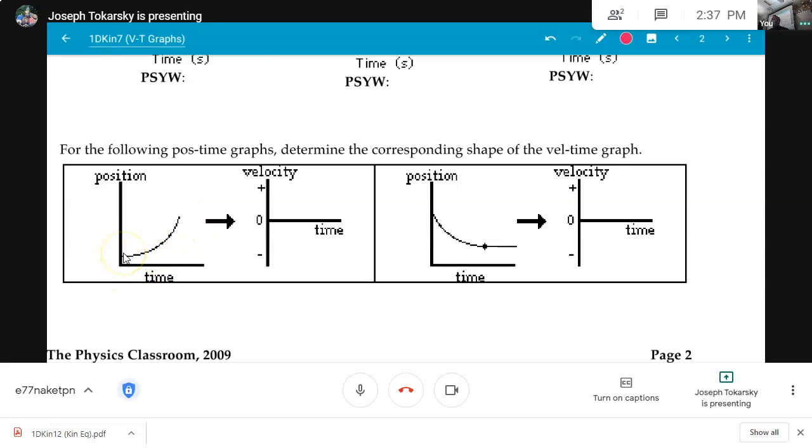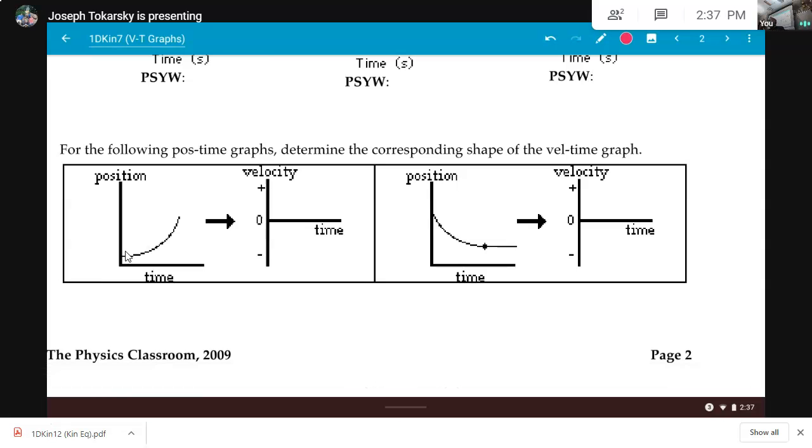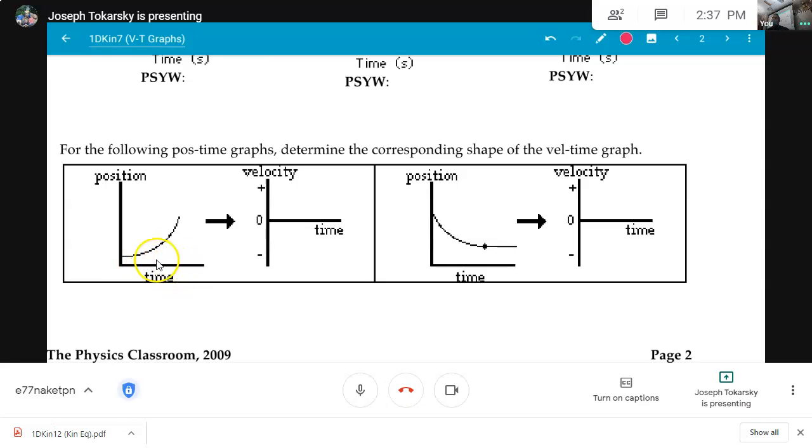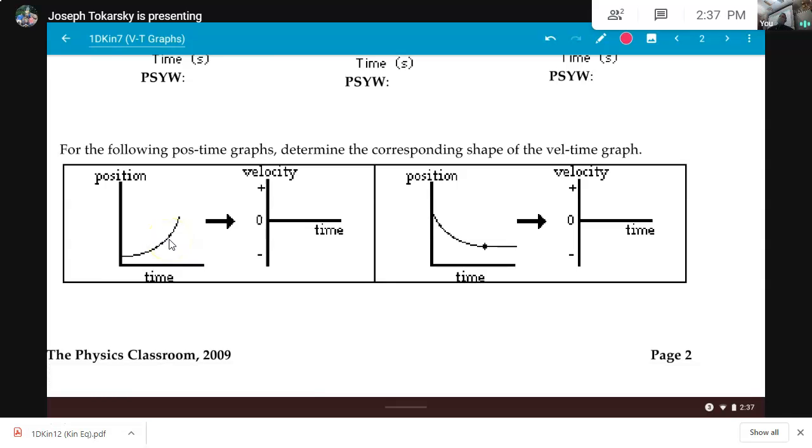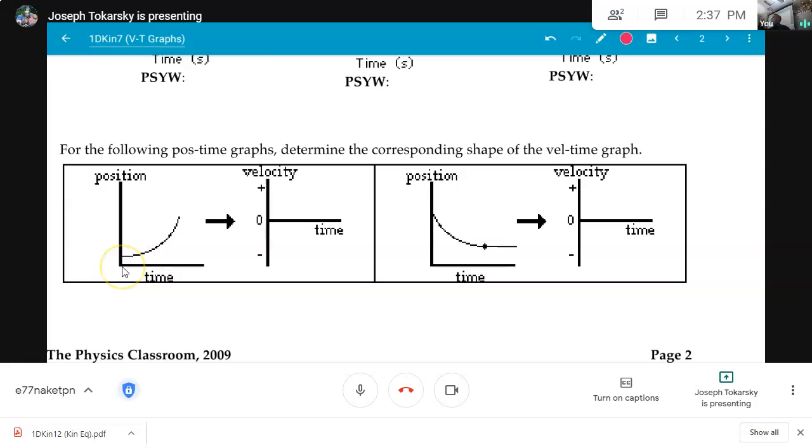What does that mean? It is accelerating, exactly. What kind of acceleration? Speeding up or slowing down? Speeding up. You're right. Why? Why did you know that? Basically, yeah, because of the way it's curving, it's getting steeper, right? If it gets steeper as time goes on, it's getting faster. And since it's going upward, it's going in the positive direction, right?